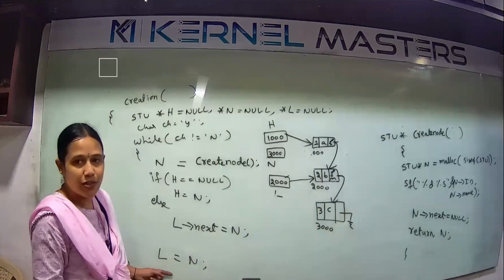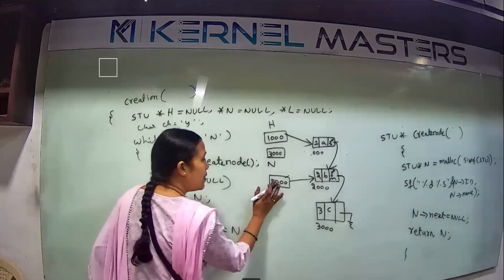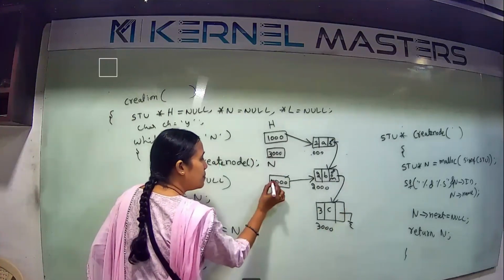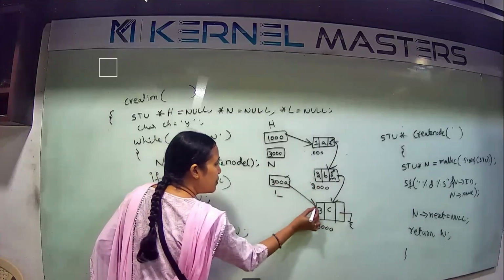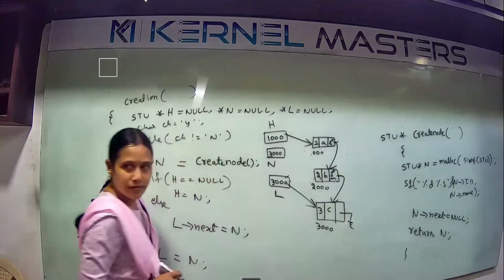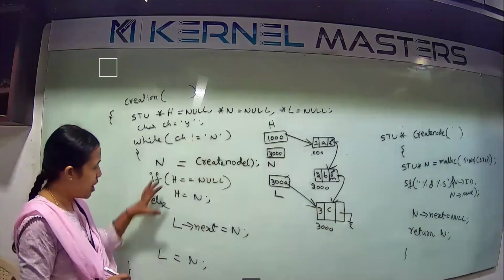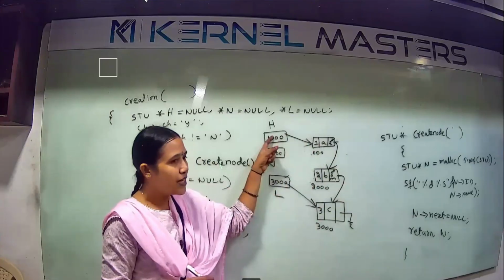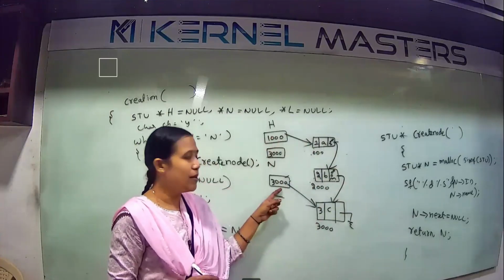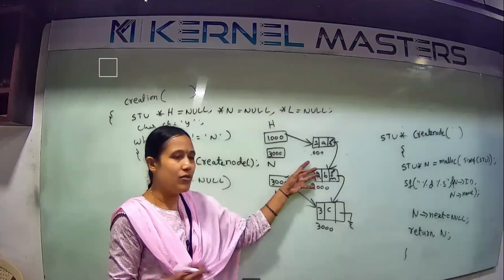Next, L is equal to N. Means L value will be now 3000. Means L is now this node. Okay. After the third iteration, the linked list has 3 nodes. First node is pointed by head. Last node pointed by L. Middle node we don't have to remember.